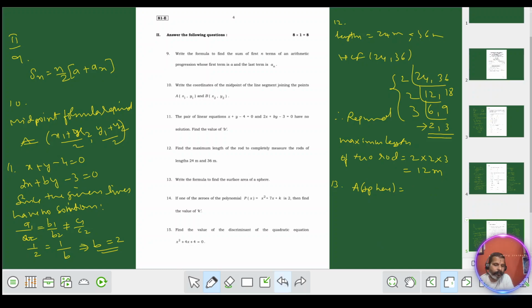4 pi r square. Let me write it. 4 pi r square.